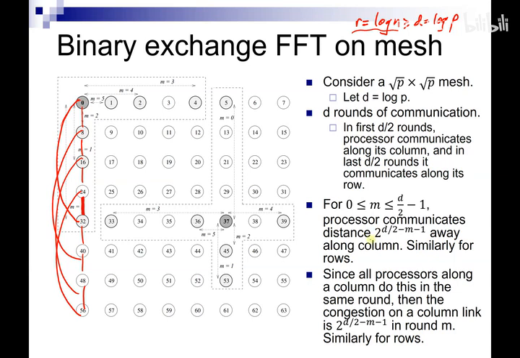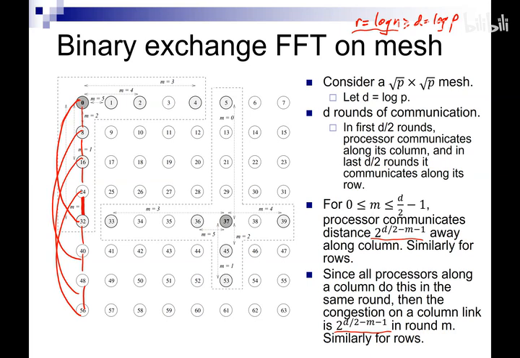And in fact, because you're communicating this distance away, you can see that the amount of congestion on an edge in this column is also going to be this in the nth round. So the congestion does decrease as the rounds get larger. However, for the initial rounds, you're going to have a lot of congestion on these column edges. And then once you get to the communication among the rows, again, for the first few row communication rounds, you're going to have a lot of congestion.